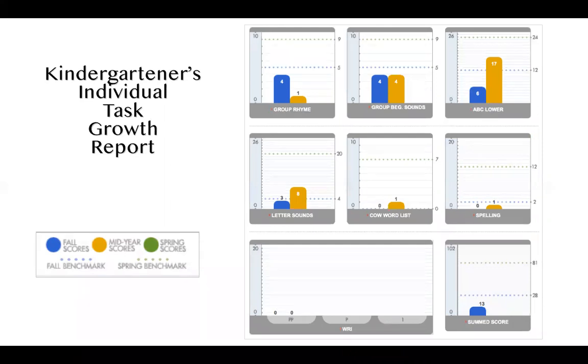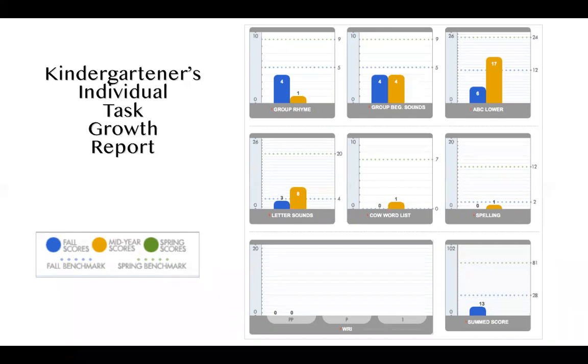Okay, here's an example of a kindergarten growth report. So as you can see here, it simply just shows the bars of how the students did on the individual tasks that are on the kindergarten assessment for each term. So the one in front of you, because it's mid-year, just has the fall score and then the mid-year score in the yellow bars. And then if you would proceed on to spring, you would get some green bars there, hopefully showing even more growth.